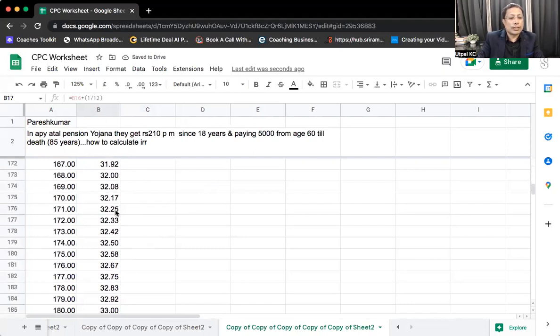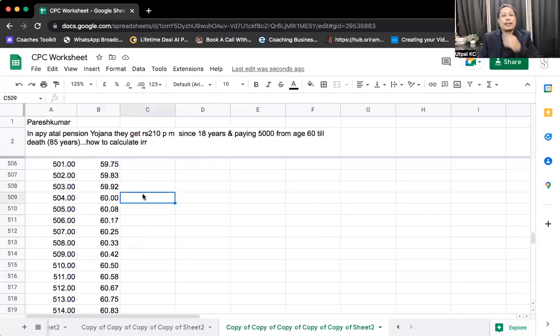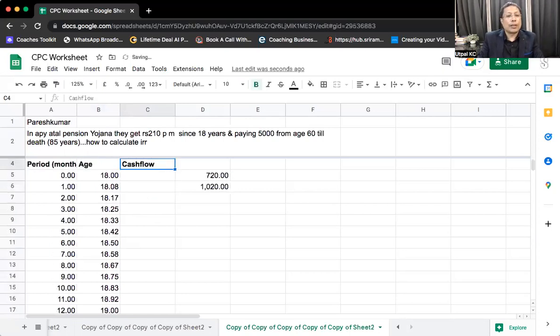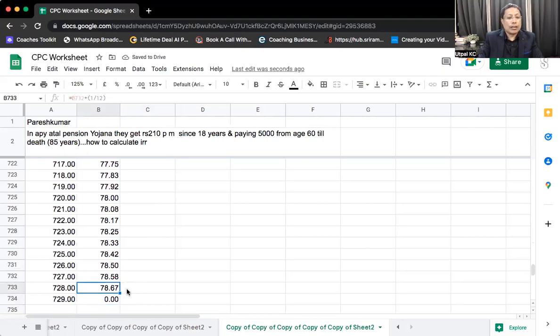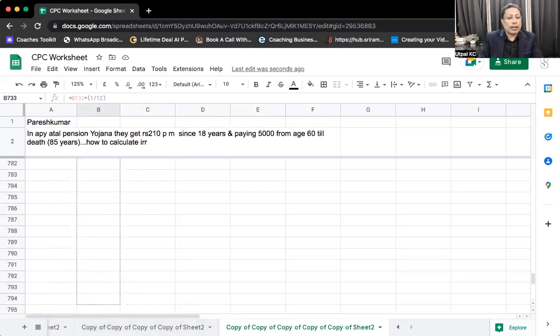So till 60 years. Till 60 years, right? Where is the 60 years? Till 60 years, till here, 210 per month. Minus 210. Okay. 210 per month. That's correct, Paresh Kumar sir. Till 60 years. So after that, you will be getting how much? 5,000. Plus 5,000 until you are 85, right?